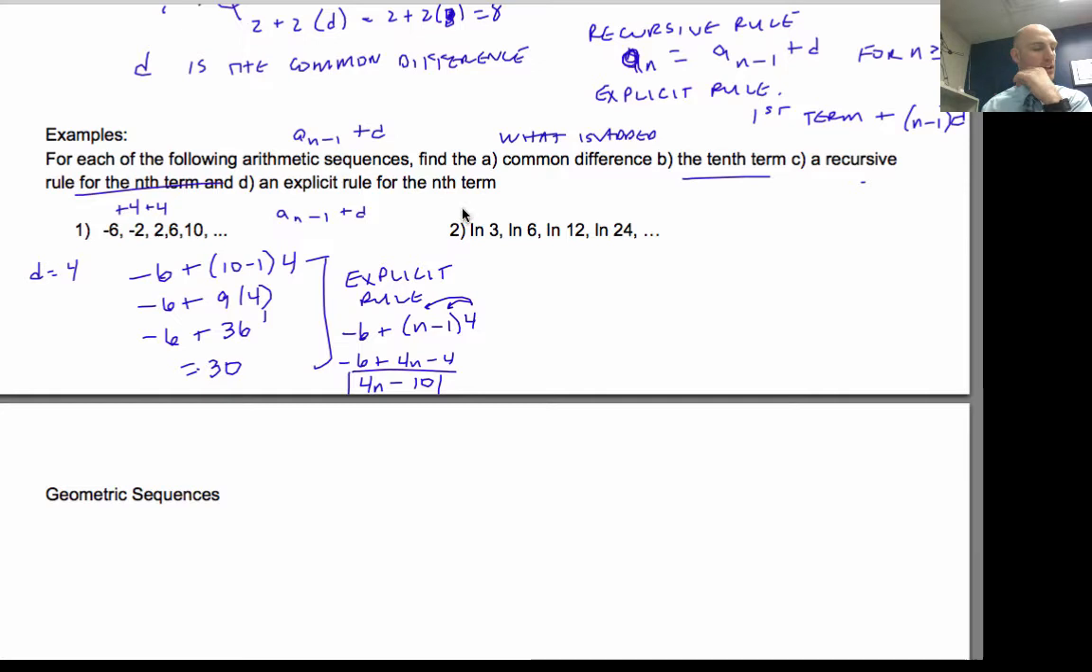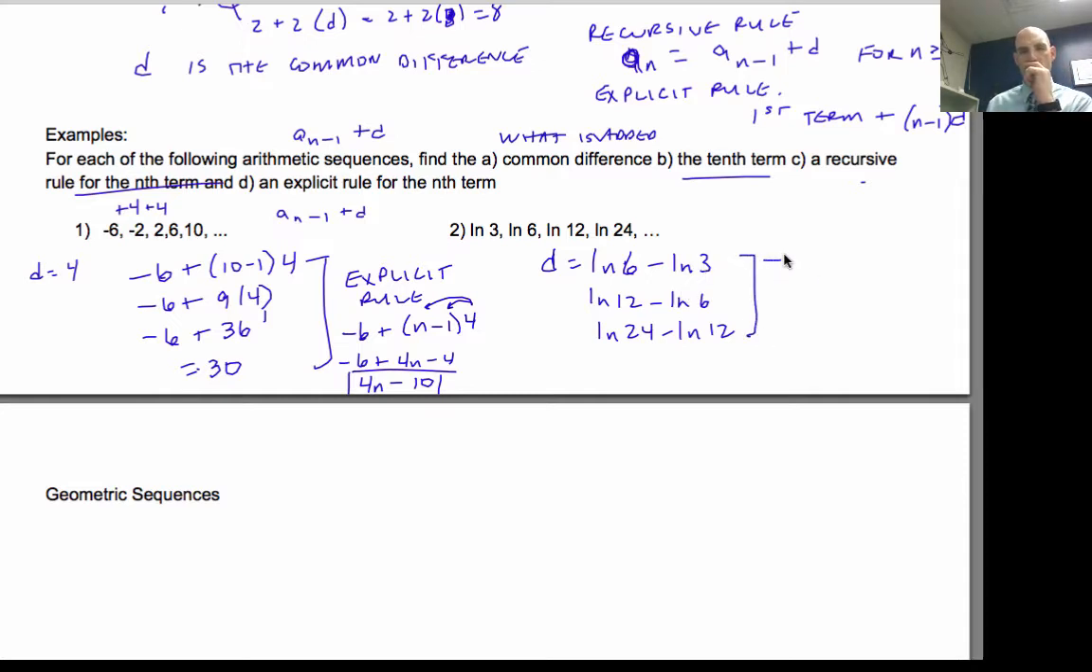All right, number 2 is kind of tricky. What I'm going to do is find my common difference. So d is equal to, and I'm going to subtract consecutive terms. So I've got ln 6 minus ln 3, or natural log 12 minus natural log 6, or natural log 24 minus natural log 12. It doesn't seem like there's a common difference here. It seems like these things should have some multiplication connection. But if you remember the rules of logarithms, check this out.